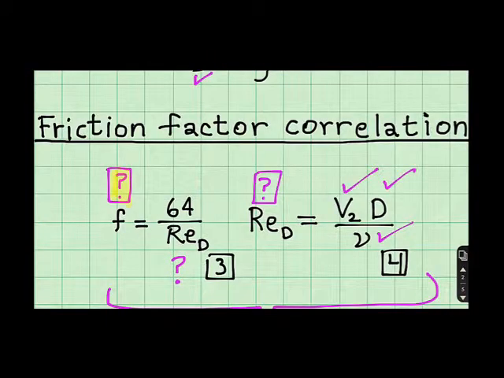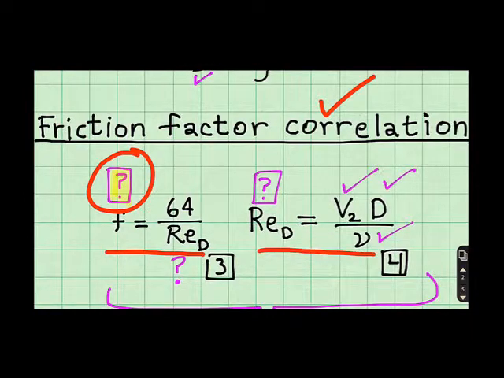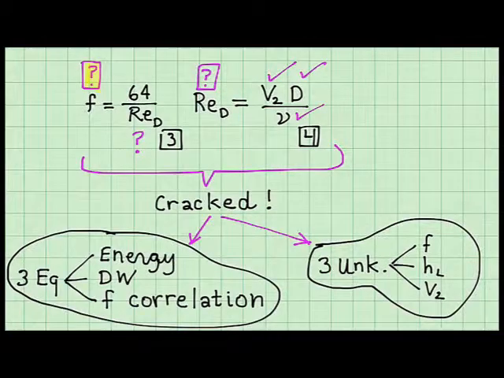For the friction factor, as an engineer, I select a correlation, and for laminar flow, here's the appropriate correlation. The friction factor is 64 over the Reynolds number. So my goal is right here, the friction factor, but I don't know the Reynolds number. And here's the equation for the Reynolds number. The Reynolds number is velocity times diameter divided by kinematic viscosity. And I know all these parameters, V, D, and nu. So the result is I've got this problem cracked.